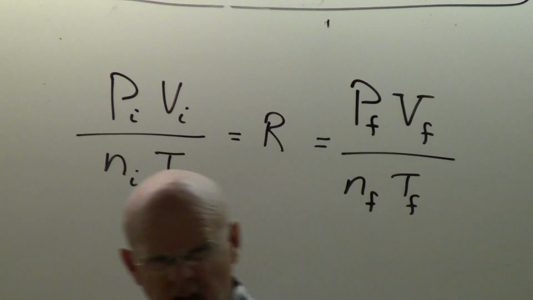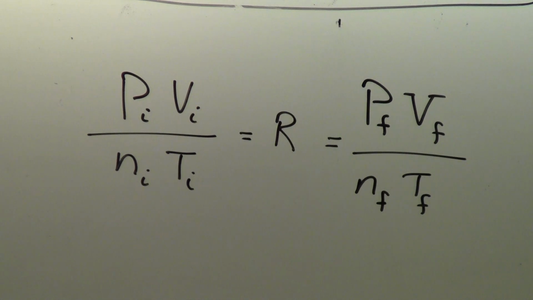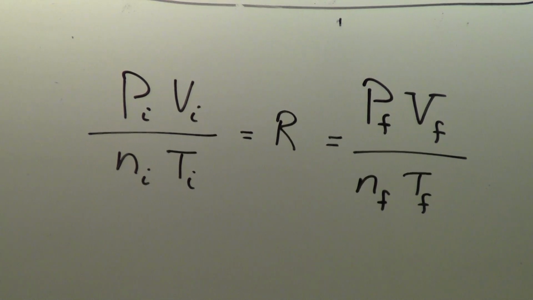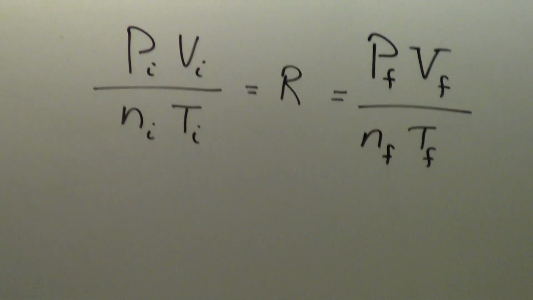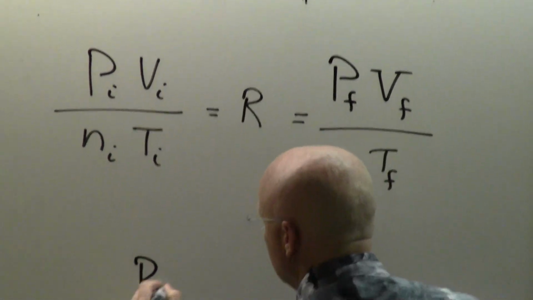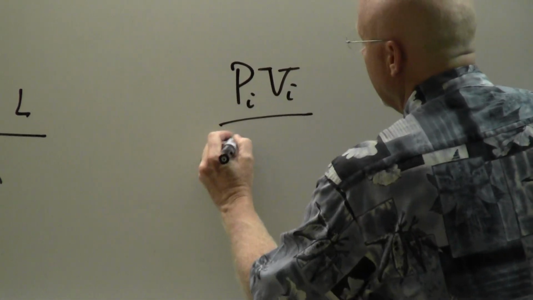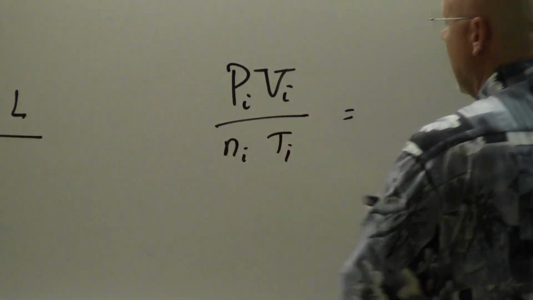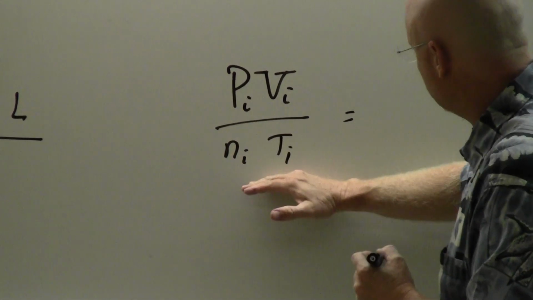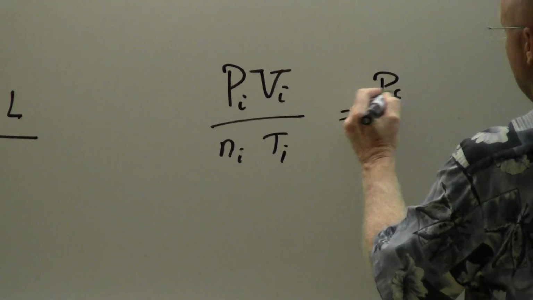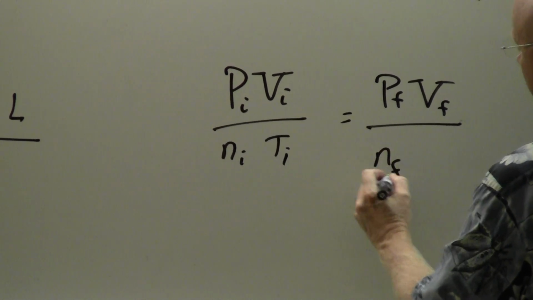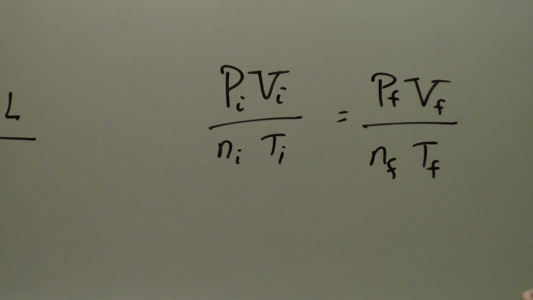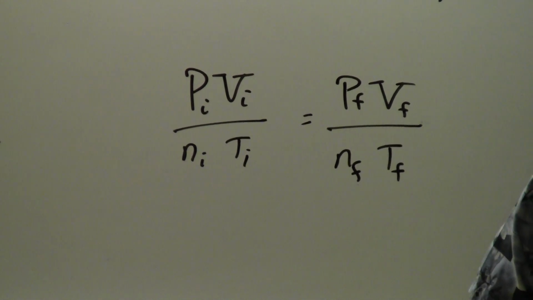And so to make things a little easier on me, I just bypass R altogether. I don't care if I'm working with pascals and meters or if I'm working with atmospheres or liters. I like to just do this, that the initial pressure times the initial volume divided by the initial number of molecules times the initial temperature is the same as the final pressure times the final volume over the final number of molecules times the final temperature. To me, that's the best way to do the homework problem. And so that's my hint towards you.